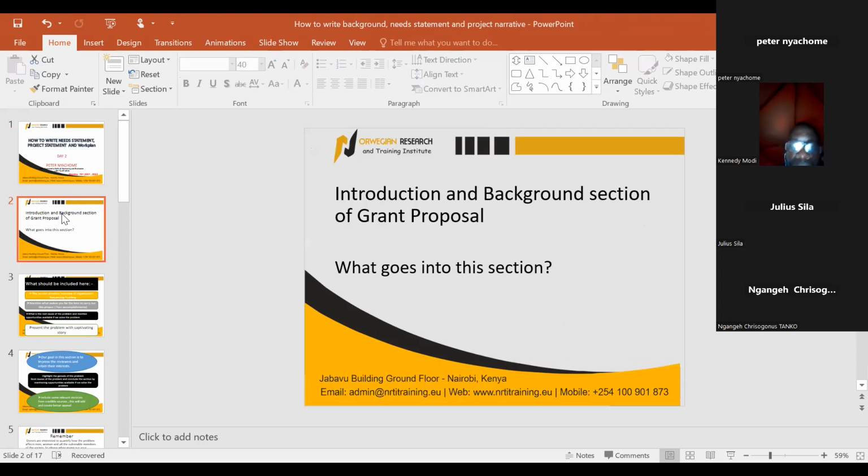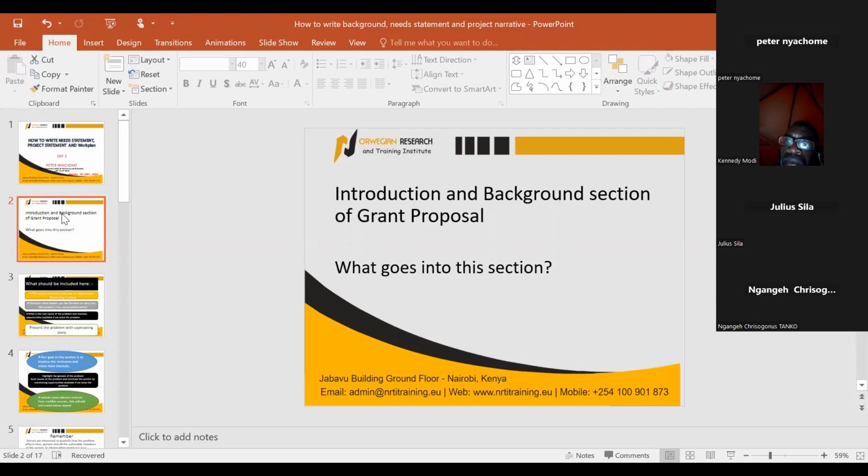Introduction and background section. What is it that goes into the introduction and background section of our grant proposal? Remember, this is the first part. And how you present it is very important, because the donor will either find an appetite to continue reading it, or he may discard it altogether, even if all other sections are very good. If this is not properly addressed, then this is the entry. And because it is the entry place, the entry must be very captivating.